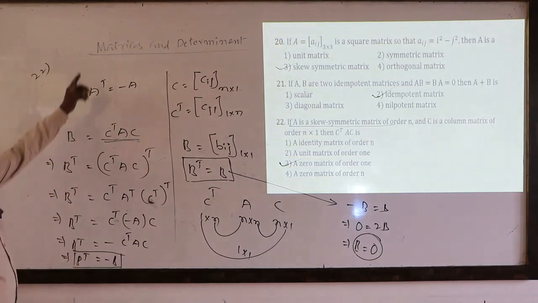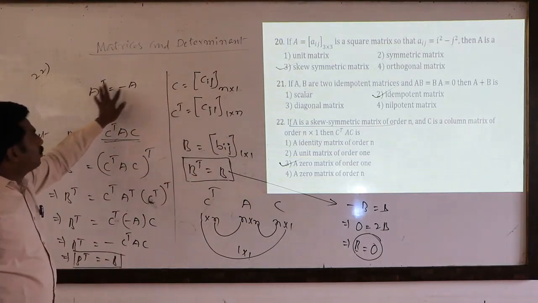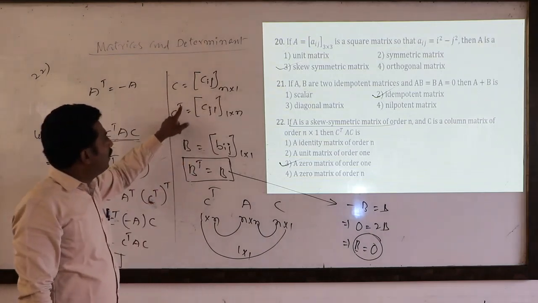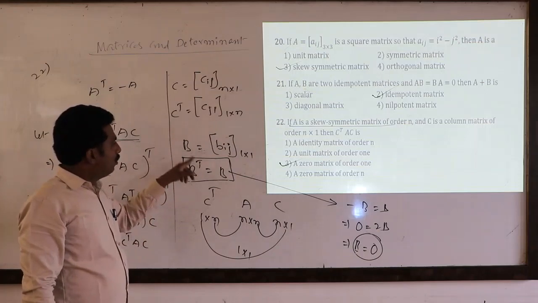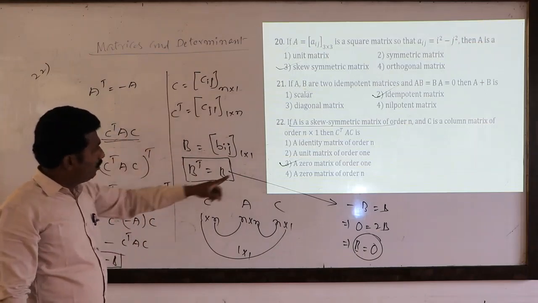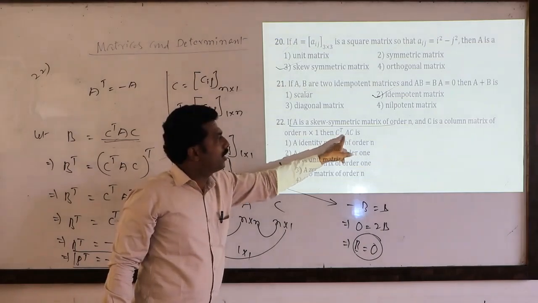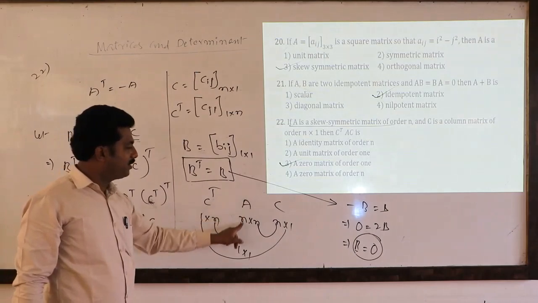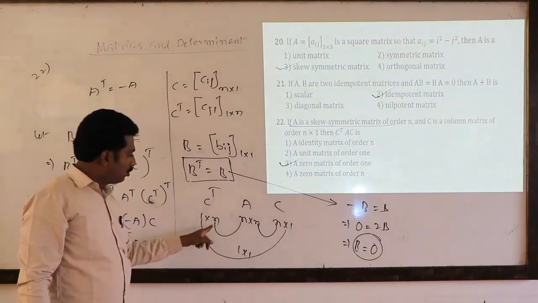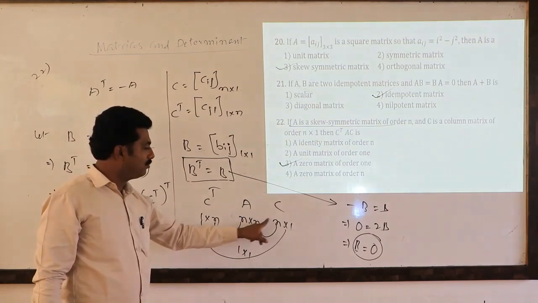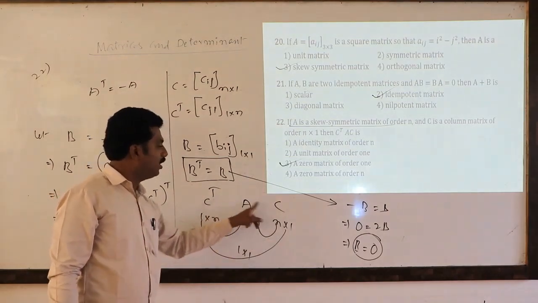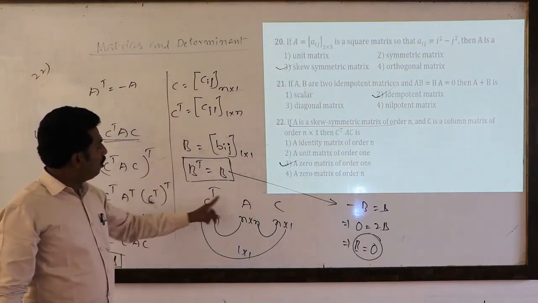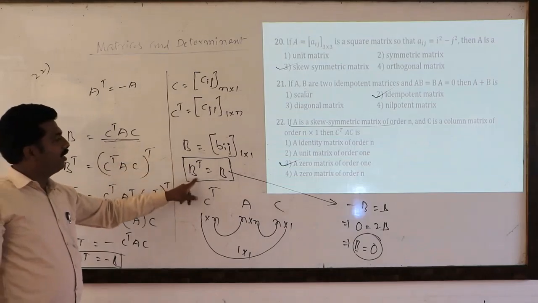See once again, A is a skew symmetric matrix, A transpose equal to minus A. C is a column matrix of order n by 1, C transpose is 1 by n. First I am taking what they are asking, C transpose AC. First we calculate this order. C transpose is 1 by n, A is n by n, C is n by 1. So these two matrices are columns to rows. If you multiply these three, the resultant is 1 by 1. So this is total B I am taking, which means B matrix order is 1 by 1.